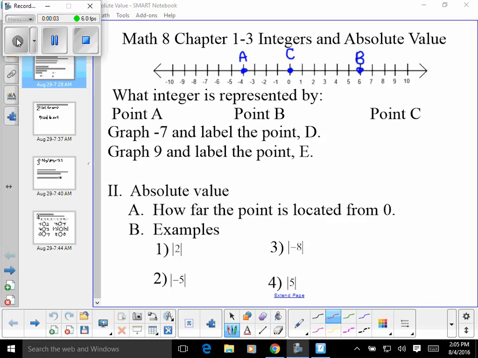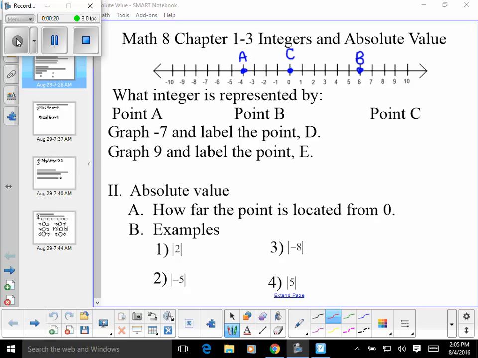The next lesson is going to be Chapter 1-3, Integers and Absolute Value. Please make sure that you did not go on to Lesson 1-2, because I'm going to take that lesson toward the end of the chapter. In this lesson, we'll be dealing with integers and absolute value.